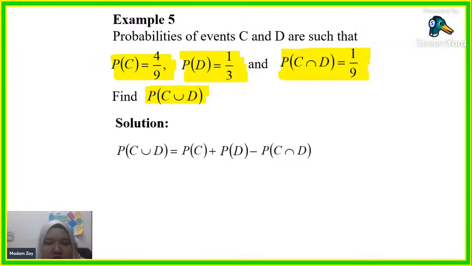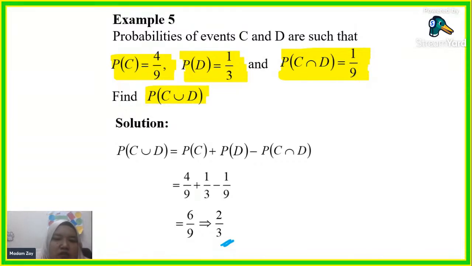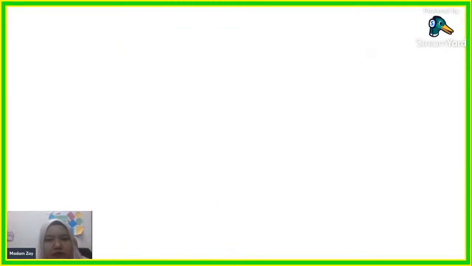So what is the probability of C? 4 over 9. D, 1 over 3, intersect 1 over 9. So 4 over 9 plus 1 over 3 minus 1 over 9 is equal to 7 minus 1 is 6 over 9, which is equal to 2 over 3. So this is the answer. So just substitute all the values given. The question might ask you, what is the probability of the intersection? Then you just have to rearrange, if we have the union and the individual probabilities.